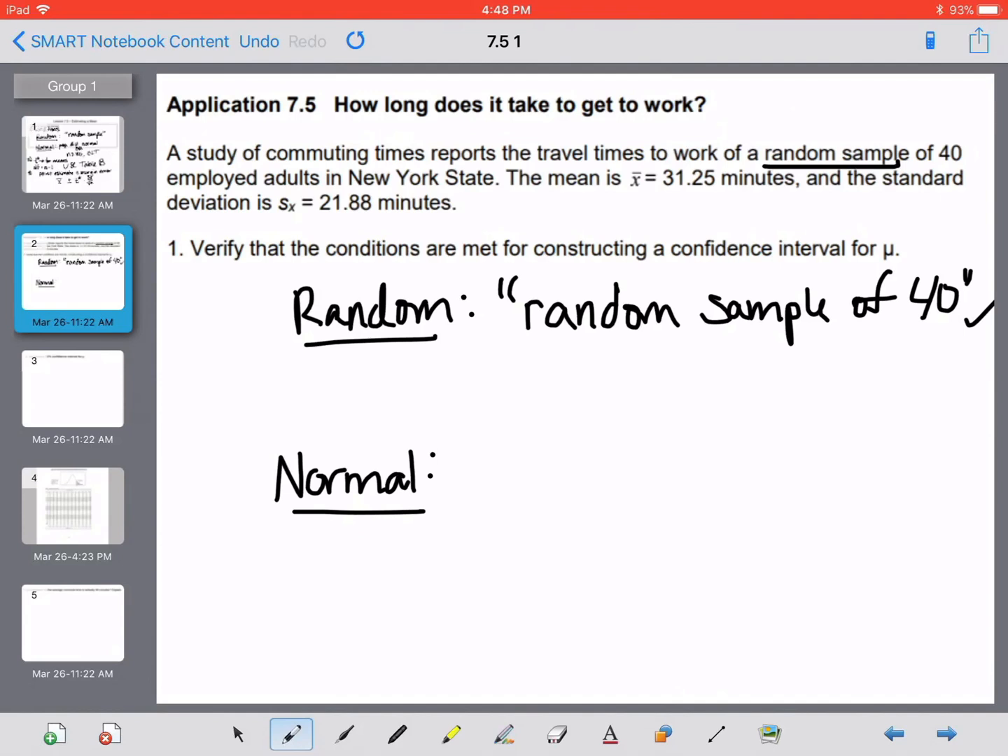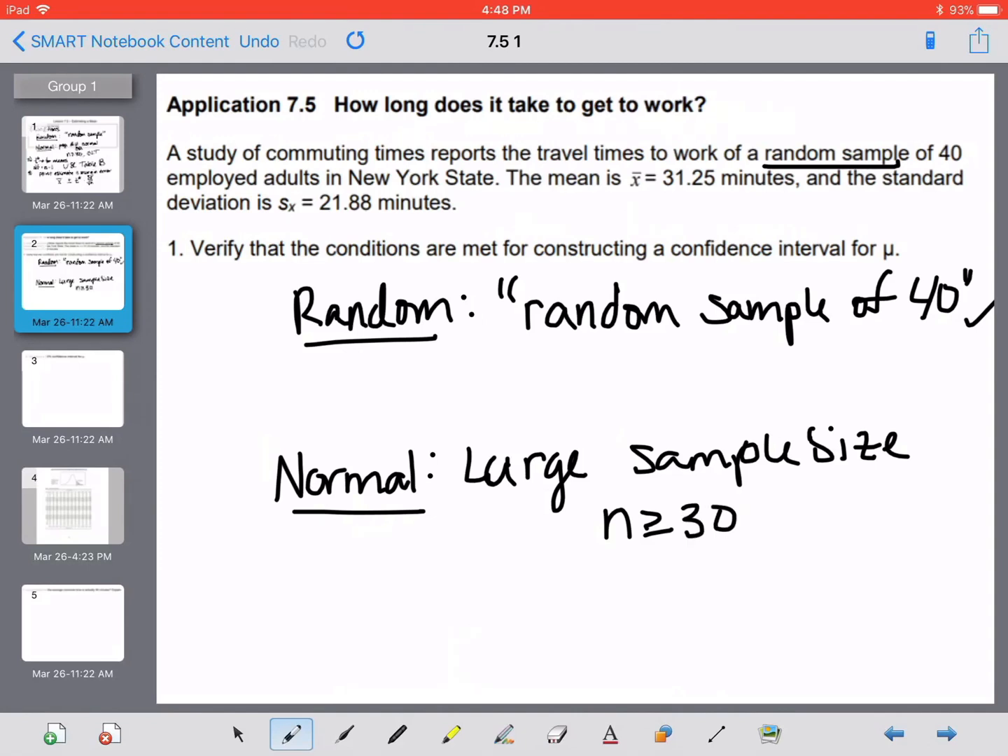So I'm going to use the large sample size. This is just: is n greater than or equal to 30? That central limit theorem. Well, our n is 40, which is greater than or equal to 30. So the central limit theorem tells us that it's normal. So we're good to go there. That's all you've got to do for that first part.